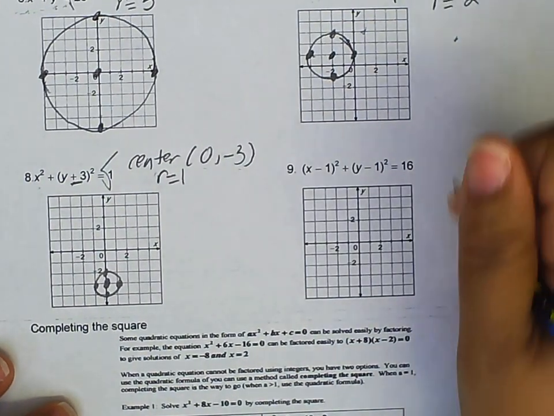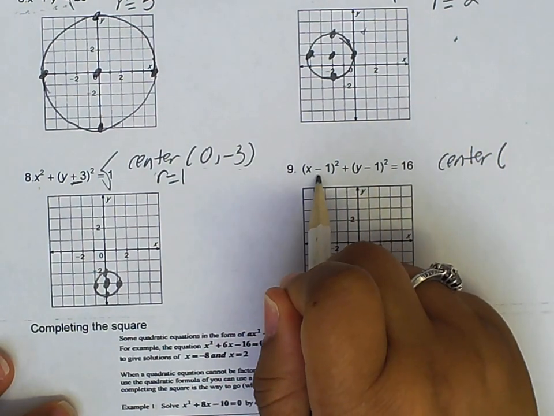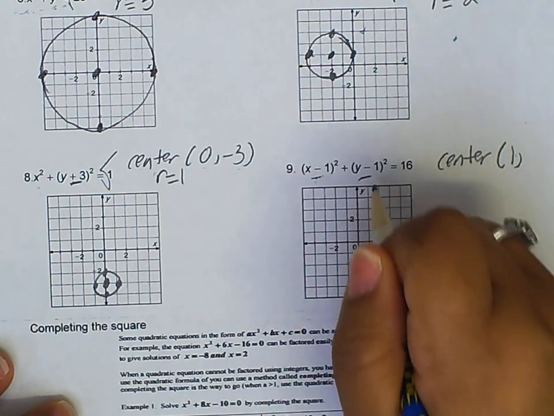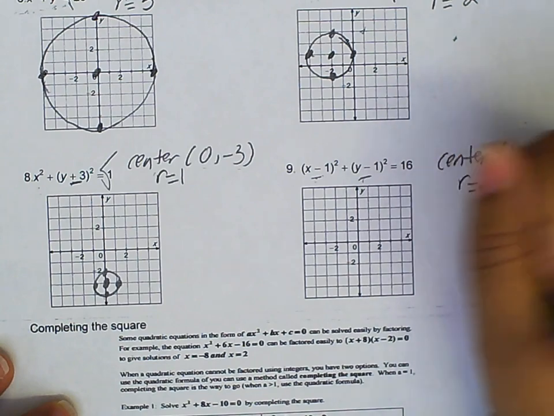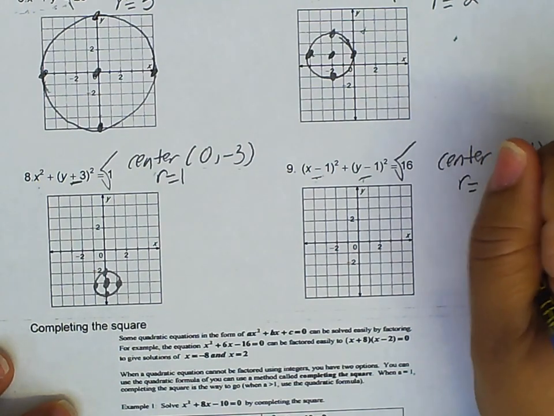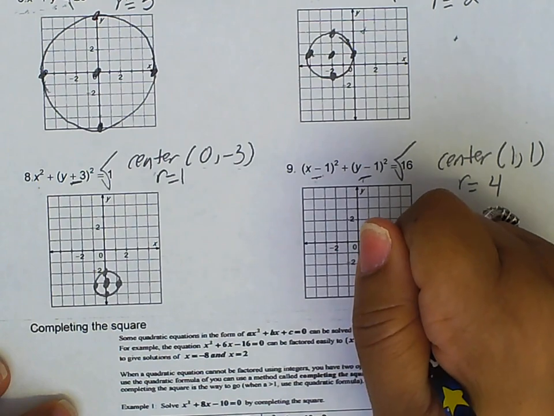All right, same thing, let's get that center. You're always going to just change whatever signs you see here. So since this is negative 1, this will be 1, and that's negative 1, that would also be 1. To get my radius, you take this and you square root it. So I'm going to square root that, and square root of 16 is just 4. All right, so we're going to plot 1, 1.